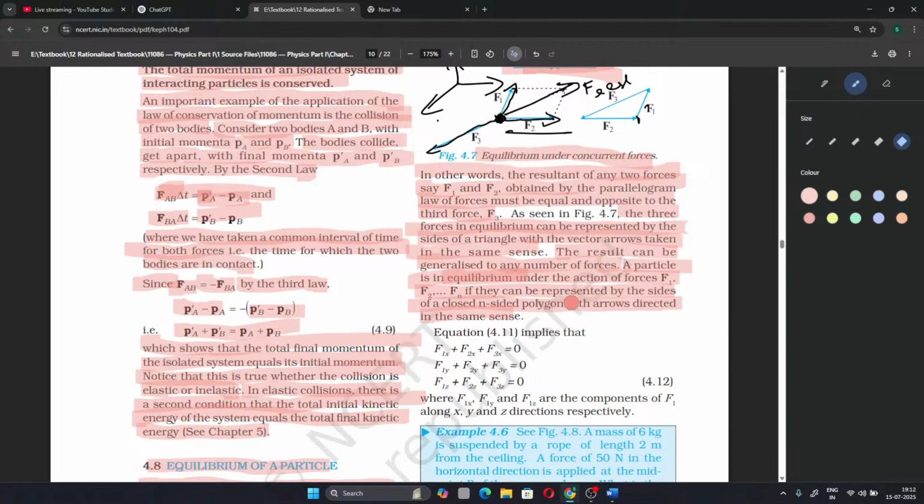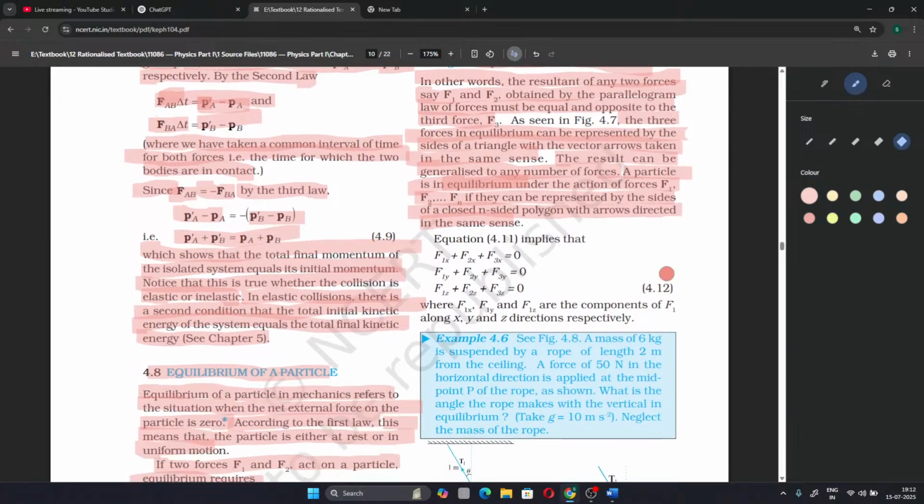equilibrium. And we can also say if the vector sum of all the forces acting on a single particle or a body is equal to 0, then the body will be in equilibrium.